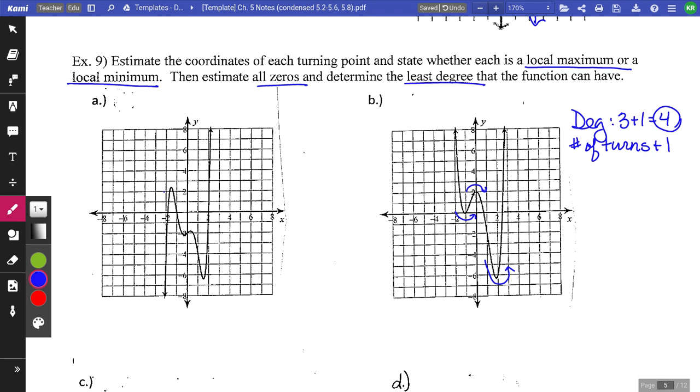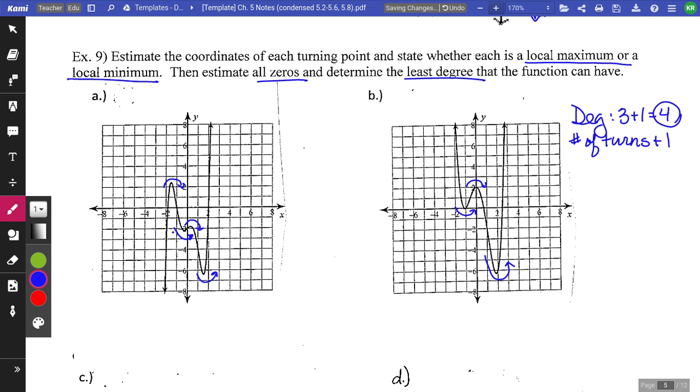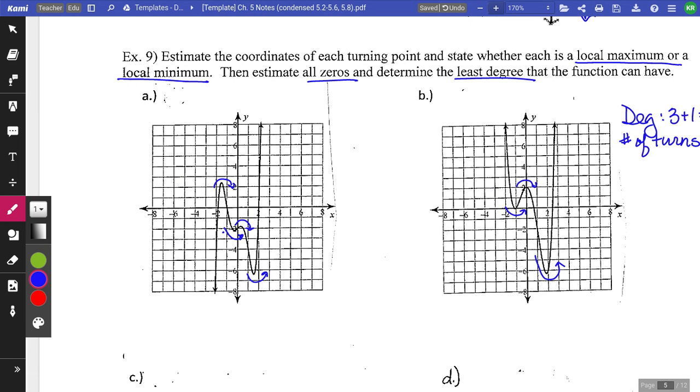So I'm driving along, I've got a turn here, turn here, turn, turn. So I've got 1, 2, 3, I've got 4 turns. So the degree on this one is going to be 4 turns plus 1, and that's a 5.